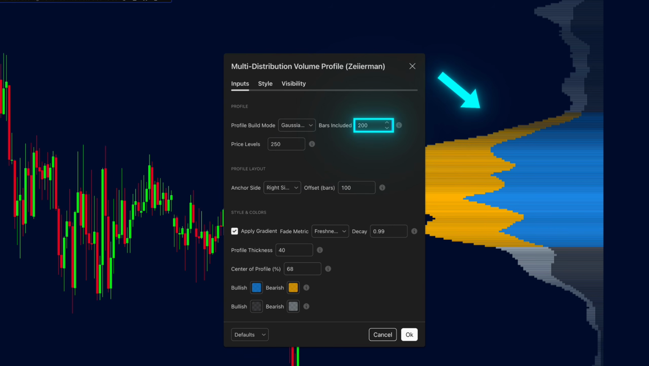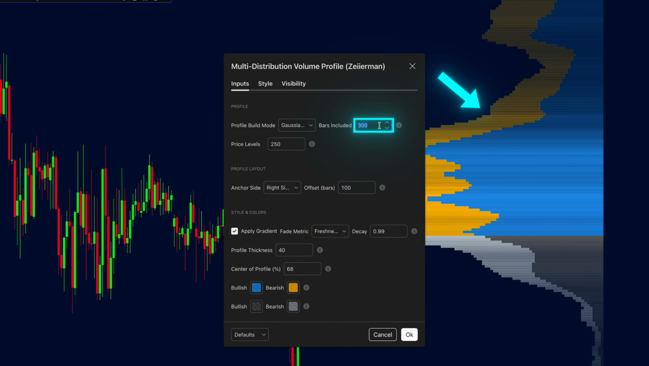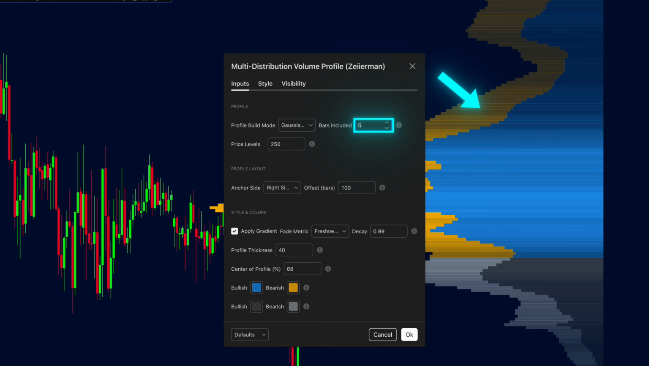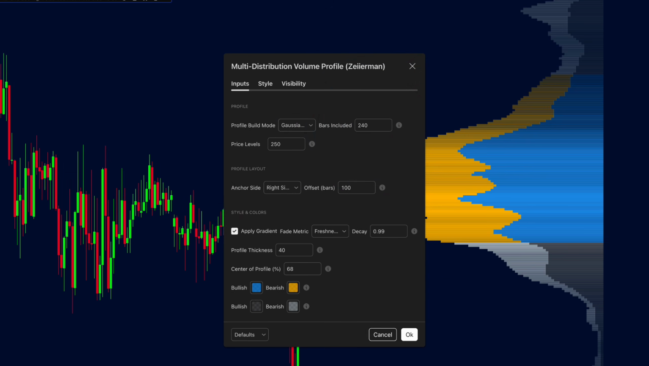If you're swing trading or want to see the bigger picture, push it higher, 300 to 500 bars or more. You'll capture larger value areas that price respects over longer time frames. Now scroll down to style and colors.